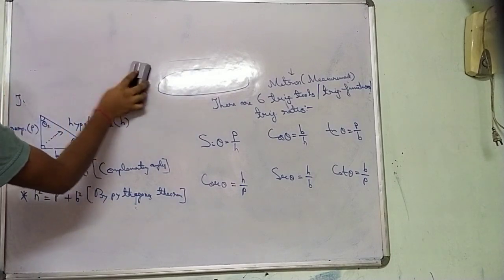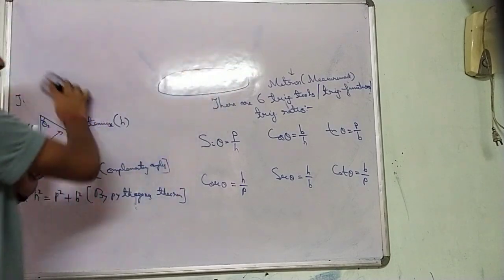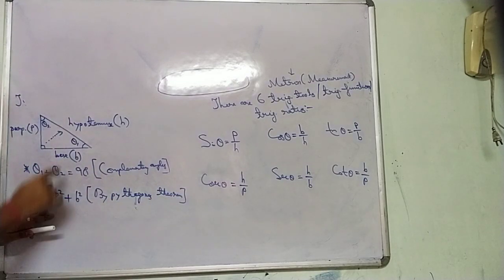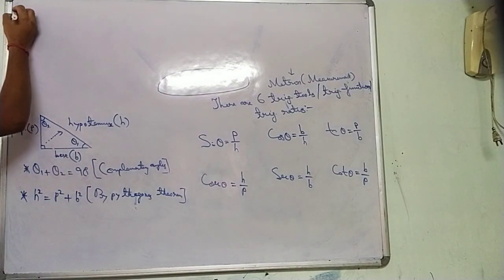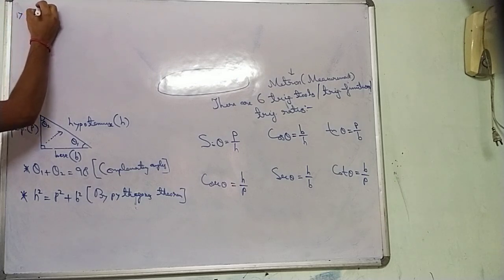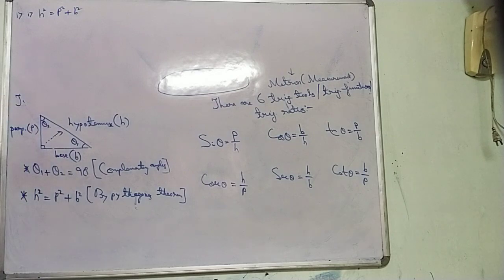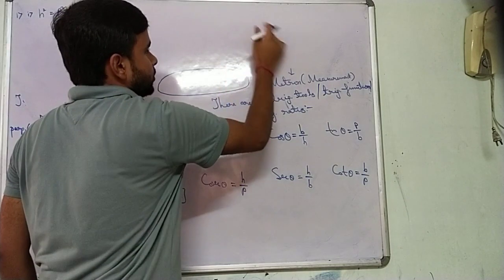Now, next part. Let us derive formulas which can be derived by using these functions and the relationship between the 3 sides. Number 1, h square is equal to p square plus b square. Now just note down, everyone.